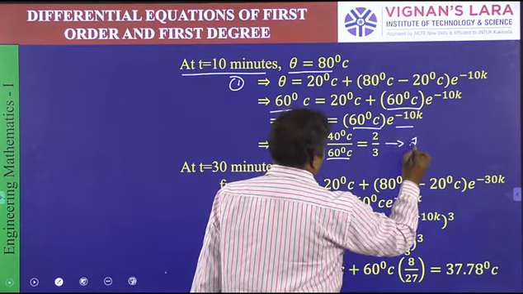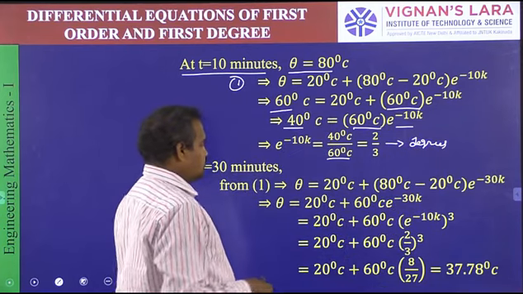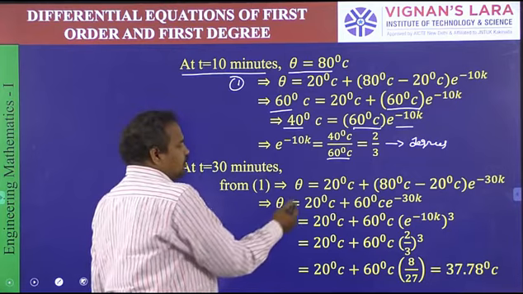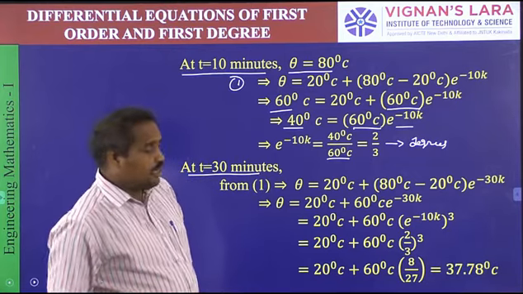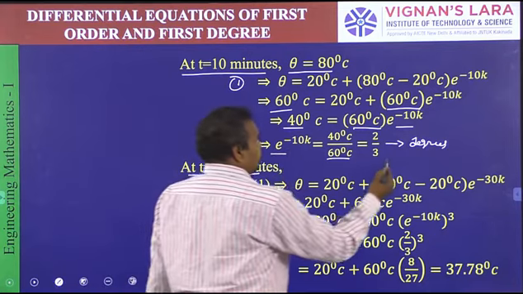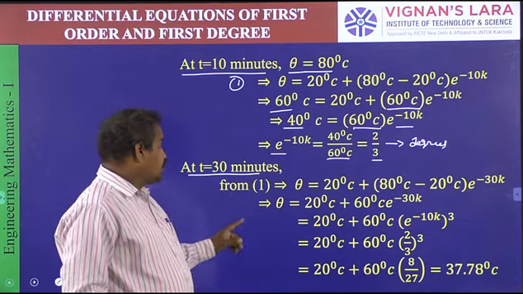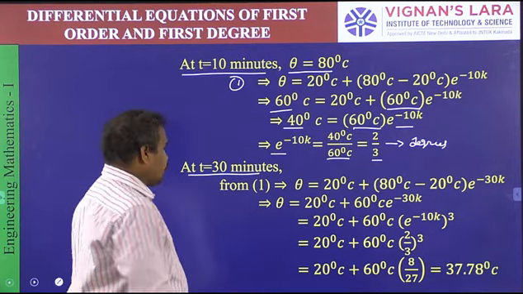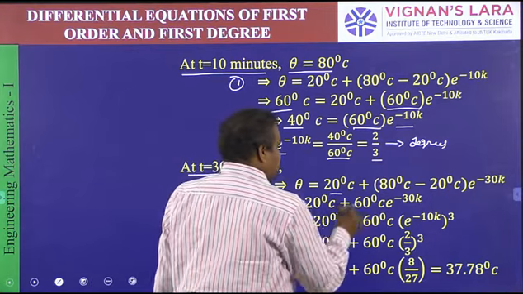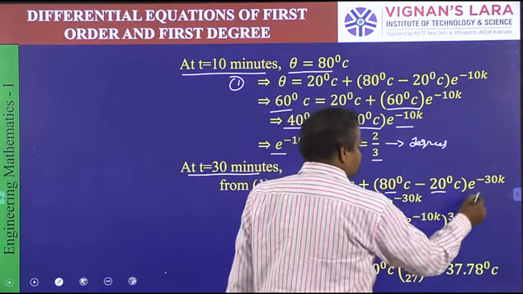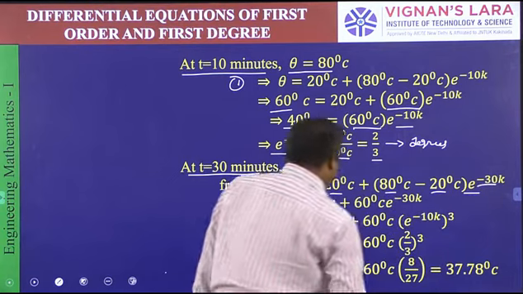Actually, this one is also in degrees. I did not mention it. Again, I will do that. So at t equal to 30 minutes, I have to calculate. See this. Here I got the e power minus 10k value. Now I will calculate the temperature of the object at t equal to 30 minutes. The formula is theta naught plus theta 1 minus theta naught into e power minus kt. The t value is 30.